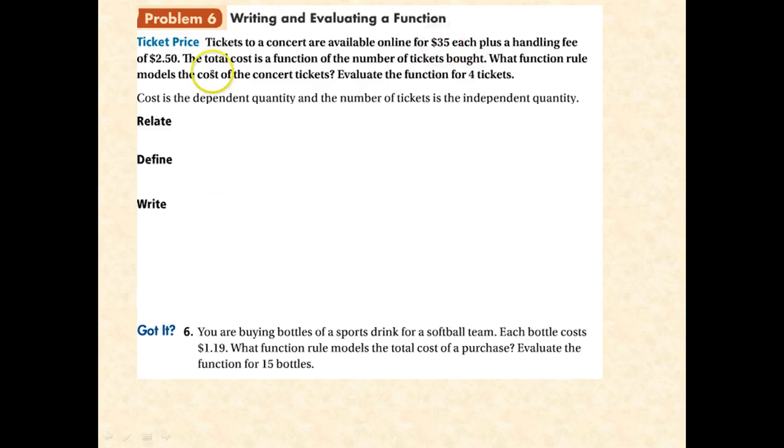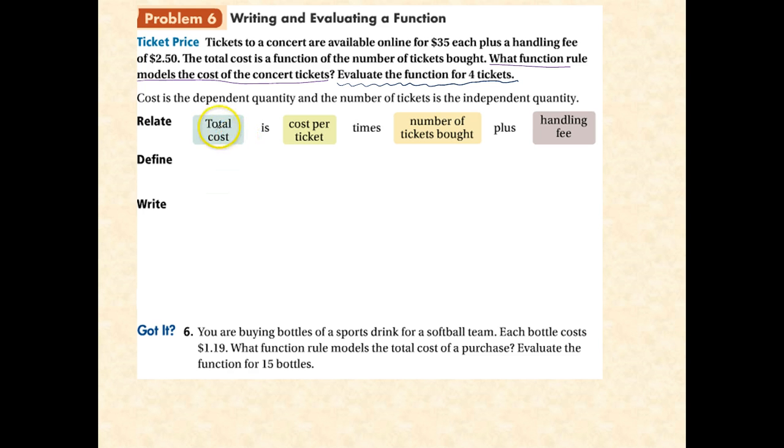$35 each ticket plus a handling fee of $2.50. The total cost is a function of the number of tickets bought. What function rule models the cost of the concert tickets? So there's one question. What function rule models the cost of the concert tickets? And then a second question is evaluate the function for 4 tickets. So we're going to find out the cost for 4 tickets. Alright, well, we need to relate. The total cost is the cost per ticket times the number of tickets plus that ridiculous handling fee.